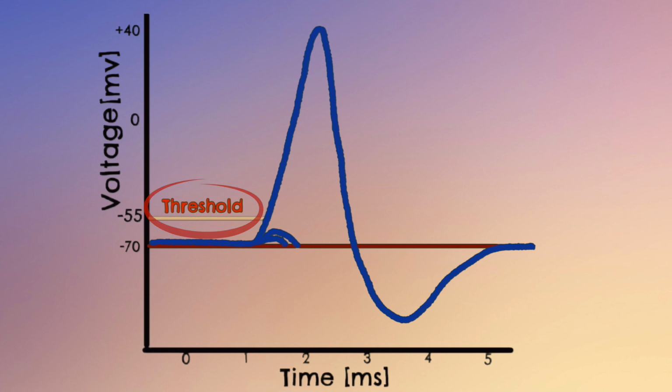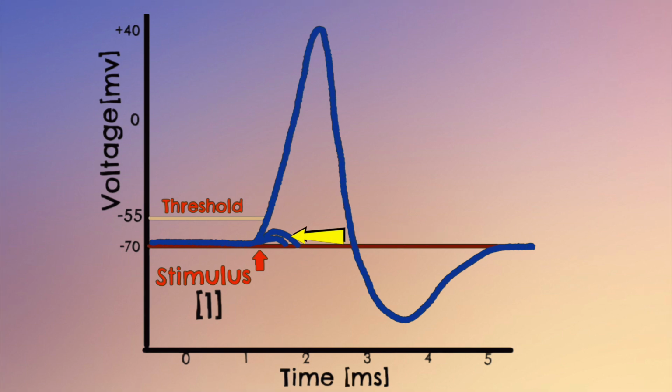A stimulus causes the sodium channels to open and the cell to become more positive. If the membrane potential fails to reach the threshold of -55, then it will fail to initiate an action potential, as demonstrated here.